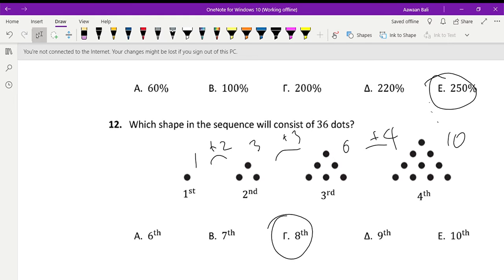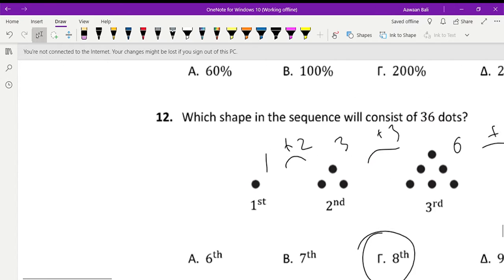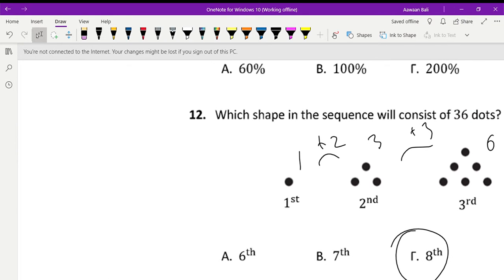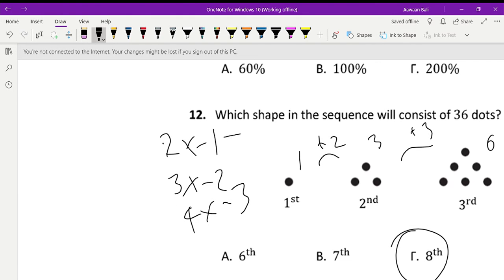Then we substitute the 36 as the answer to that equation, the sum, and then we can find the number. So okay, and remember x is the position of the pattern. So okay, first it can be 2x minus 1, it can be 3x minus 2, it can be 4x minus 3. Let's start with these three first.